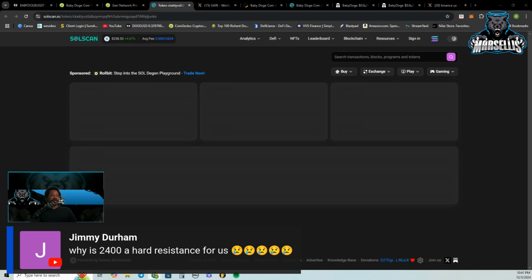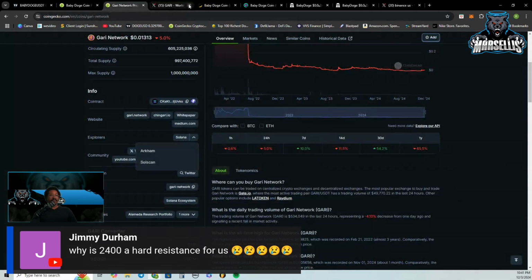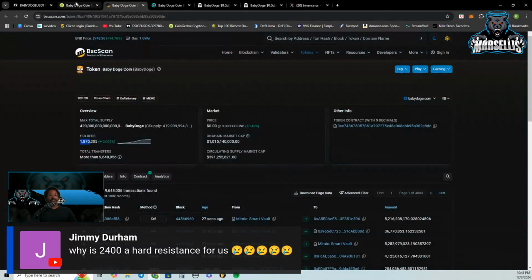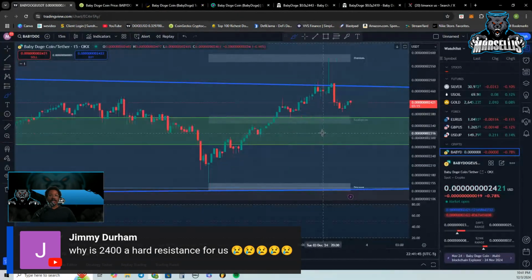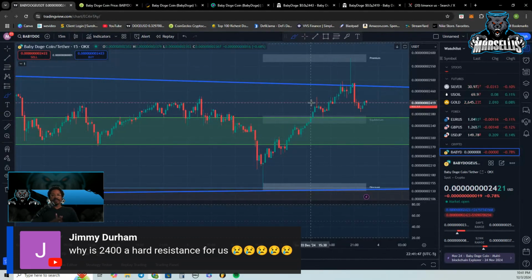Why is 2400 a hard resistance for us? Yeah, it is a pretty big resistance for Baby Doge at 0.00000000002400. I kind of like it though because it makes it so much easier to trade, knowing the levels where it's difficult for it to get above and to stay above.